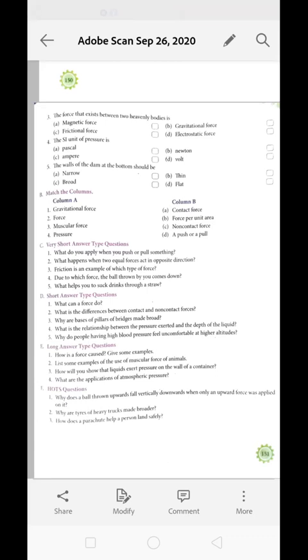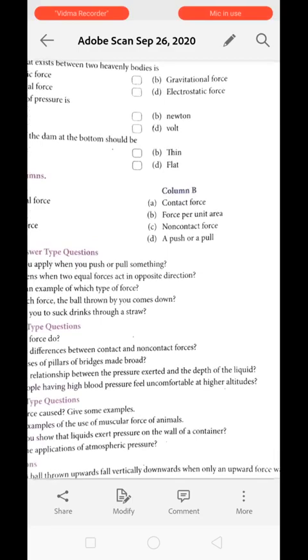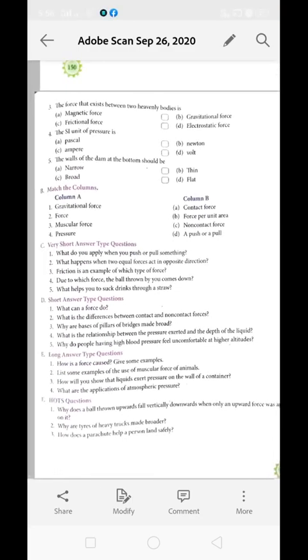Now, fifth question, the wall of the dam at the bottom should be broad. Okay, it should be broad. It is C. Answer is C. Now, match the following, column A to B. First, gravitational force. Gravitational force is a non-contact force, so option C is going with 1. Okay, force, a push or pull, D, 2D. Third, muscular force, it is a contact force, 3A. Pressure, force per unit area, 4B.